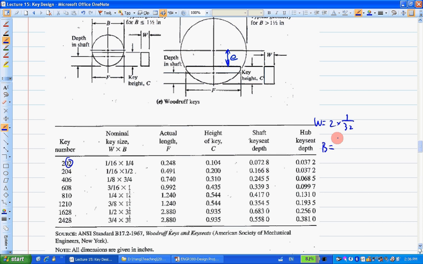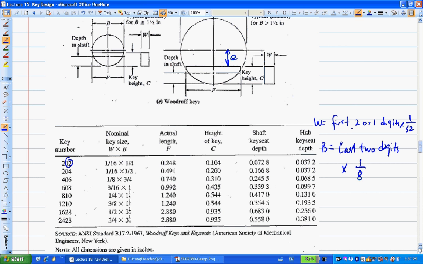the last two digits times 1/8. B equals the last two digits times 1/8. And W is all the digits preceding the last two, the first two or one digit, times 1/32. That'll give you the W value. But anyway, it really doesn't matter. If you look at the number, you'll get what it is there.